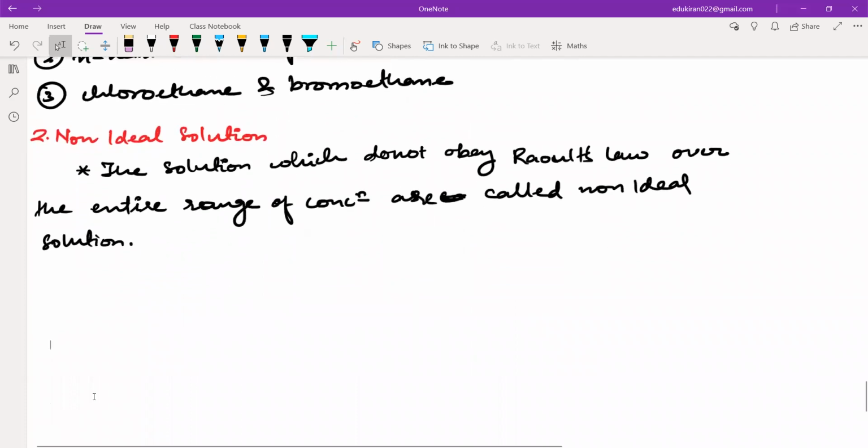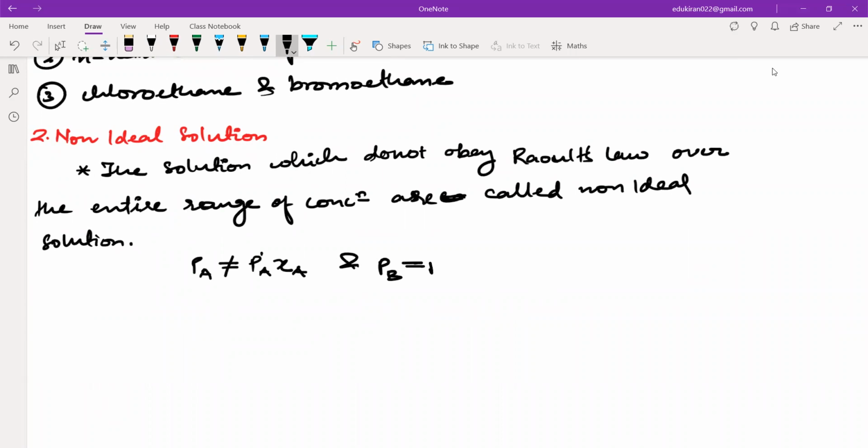Chalo. So after this, you will write. If they do not obey Raoult's law, so what is Raoult's law? Raoult's law says that PA will be equal to P naught A chi A. So we'll say that this is not equal to P naught A chi A, and PB is equal to P naught B chi B, and that is why P total will not be equal to.